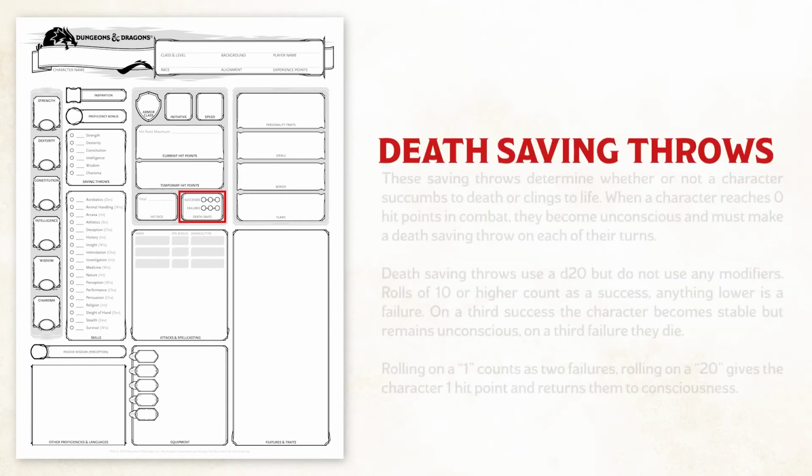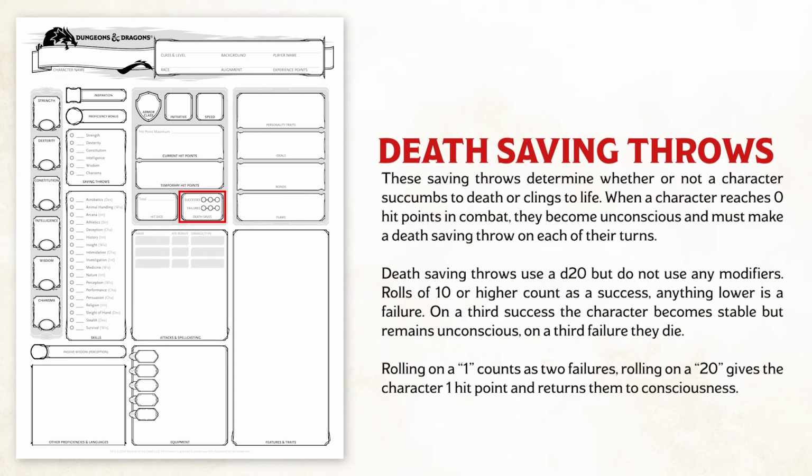Death saving throws. These saving throws determine whether or not a character succumbs to death or clings to life. When a character reaches 0 hit points in combat, they become unconscious and must make a death saving throw on each of their turns. Death saving throws use a d20 but do not use any modifiers. Rolls of 10 or higher count as a success, anything lower is a failure. On a third success, the character becomes stable but remains unconscious. On a third failure, they die. Rolling a 1 counts as 2 failures. Rolling a 20 gives the character 1 hit point and returns them to consciousness.